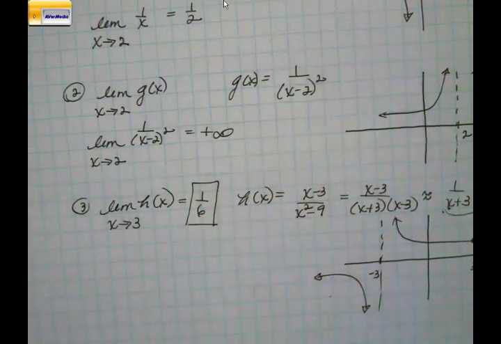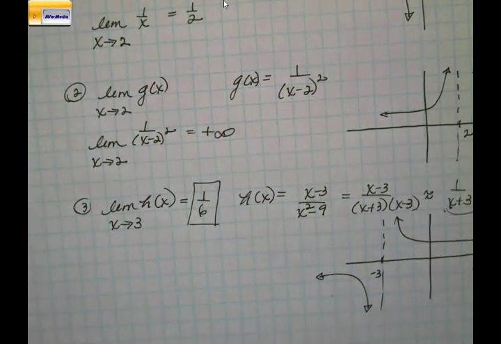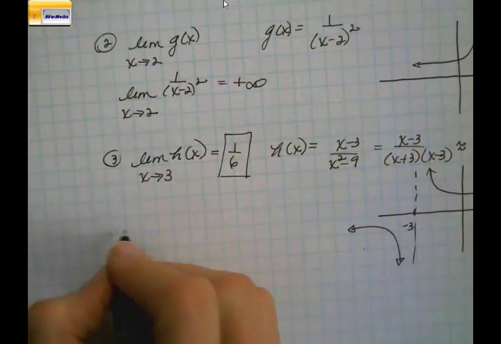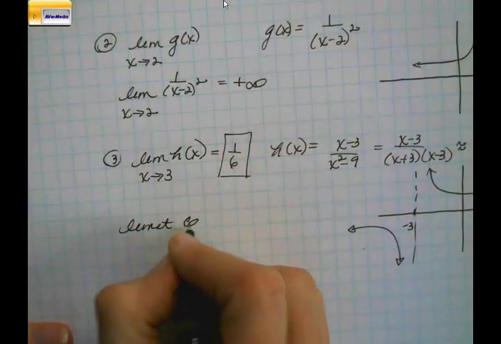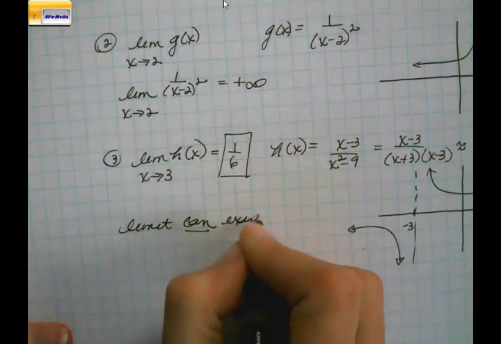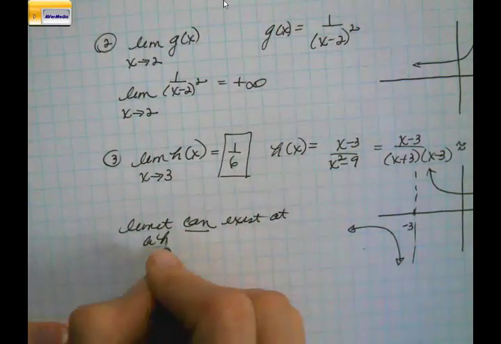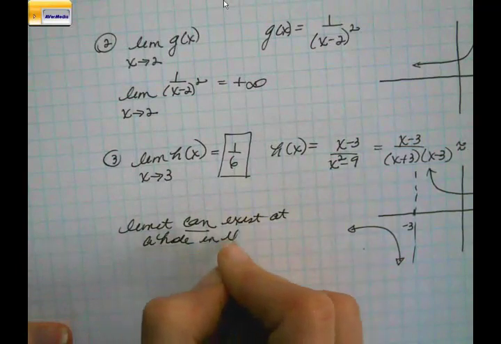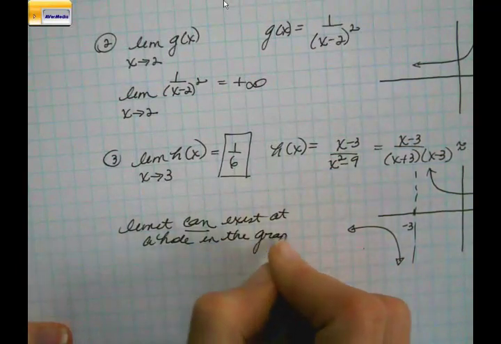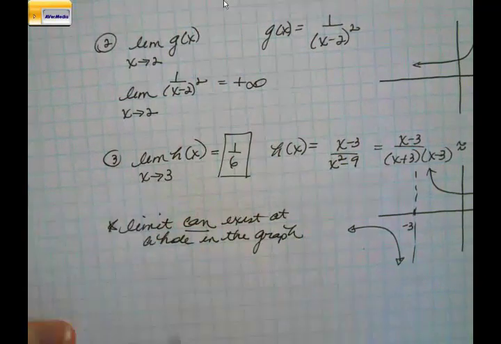It's not the function value because there's a hole there, but it is the height of the function in general at that location. So the limit can exist at a hole in the graph. The limit will take on the value of the height of the hole of the graph. Okay, so that's kind of important. Limit can exist at a hole in the graph. Okay, it doesn't always exist, but it can.